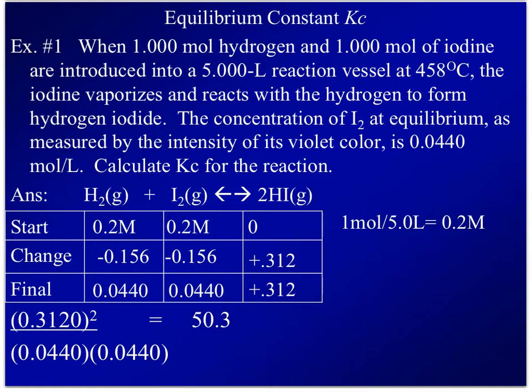So what we can do now is calculate the change. If we start with 0.2 molar and end with 0.044, that means we must have lost 0.156. So 0.2 minus 0.044 equals 0.156. I'm going to put a negative there, just meaning we're losing that or using some of it up to produce HI. Well, 0.2 subtract 0.044 again, we're using the exact same amount of hydrogen.